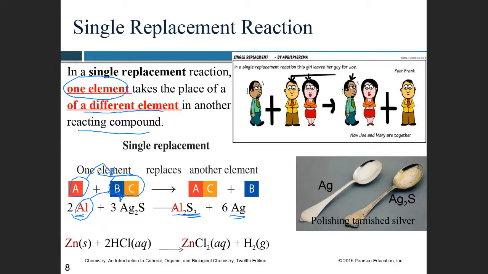Another example, the reaction between the zinc and the HCl to give zinc chloride and hydrogen gas. So we will see that the zinc will replace the hydrogen to give zinc chloride. And keep in mind that for this chemical reaction, the evidence of the reaction is the formation of gas bubbles.